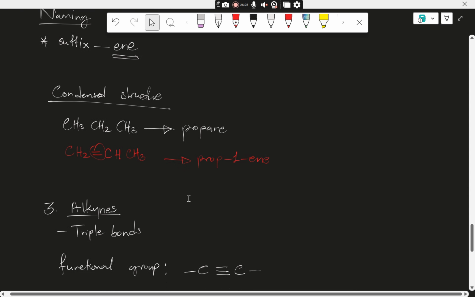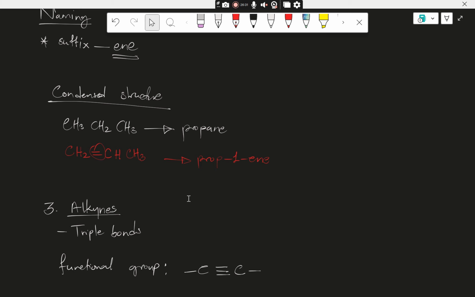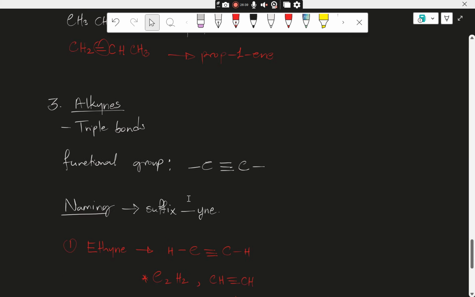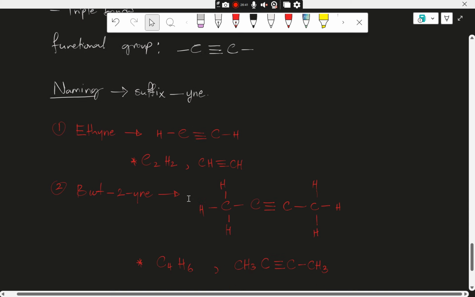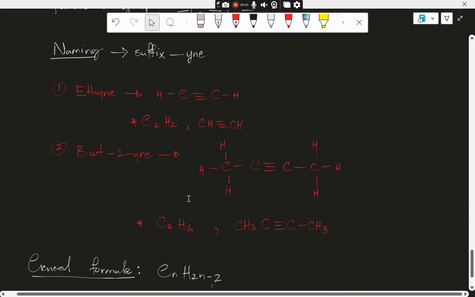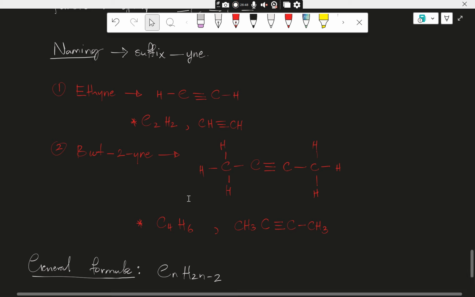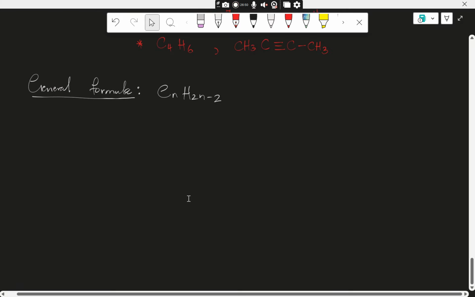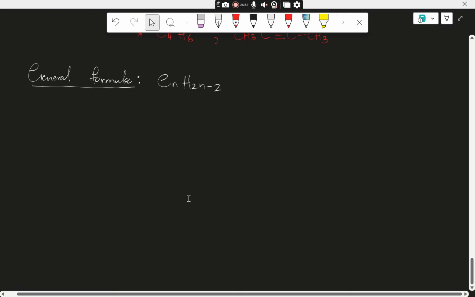When you're counting from the left, the condensed structure now will include double bonds, right? Compared to propane where we didn't have any bonds shown, we just had your atoms, but now you have to include your bonds. And then for alkynes, these are triple bonds. That's the functional group. The naming, the suffix now is yne, right? You have to specify where the triple bond is. And that's the general formula.